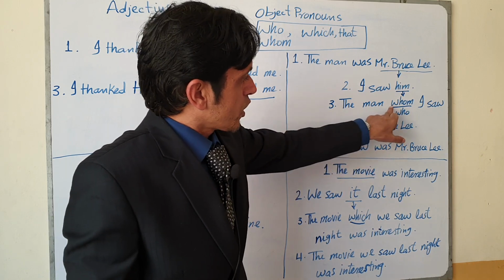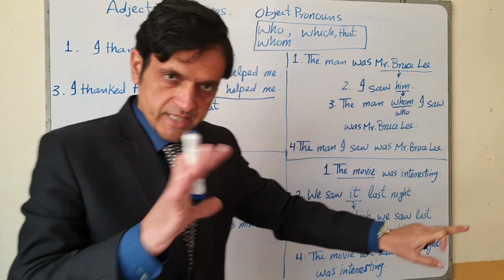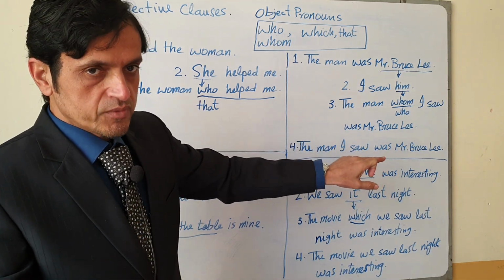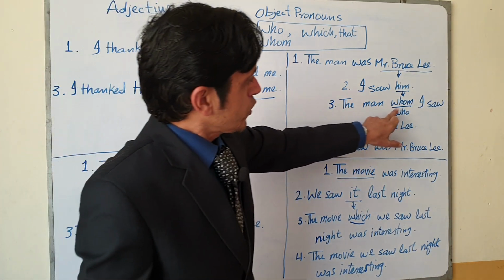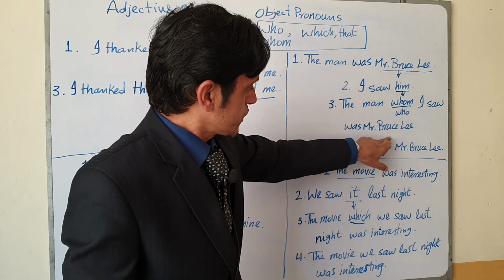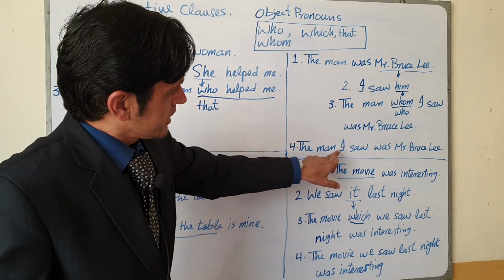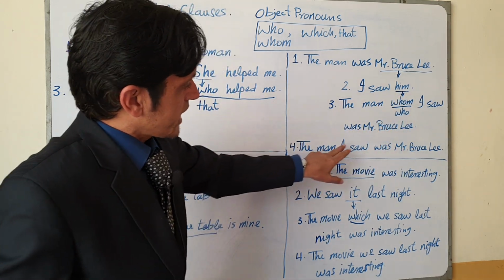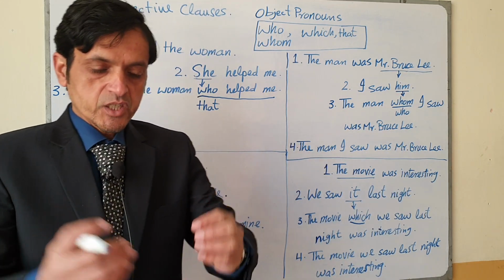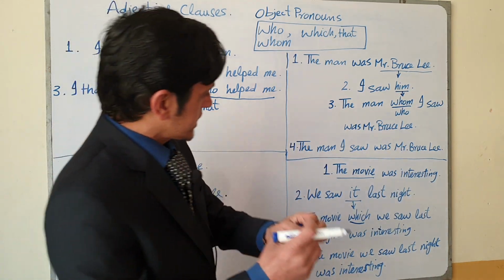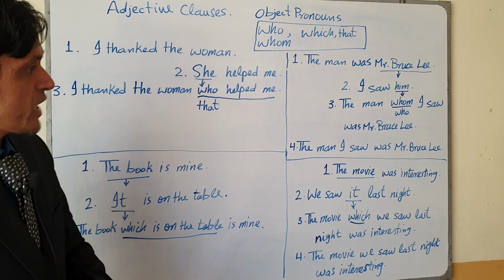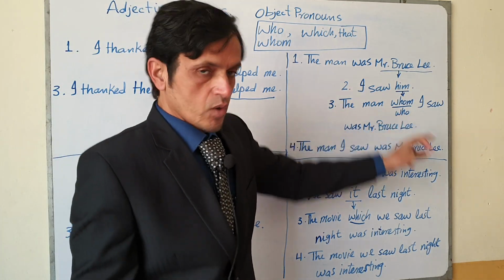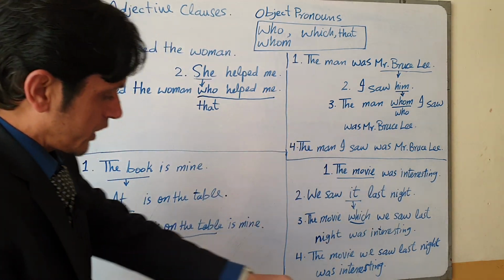The man whom I saw was Mr. Bruce Lee. So if here is whom or that, in both cases we can omit, we can remove, we can delete. So the man whom I saw was Mr. Bruce Lee. The man whom, I can omit this one. So the man I saw was Mr. Bruce Lee. In this way I can reduce this sentence here. And that's why, because it is used here in subjective case and here it is in objective case. Keep in mind, this is very important.